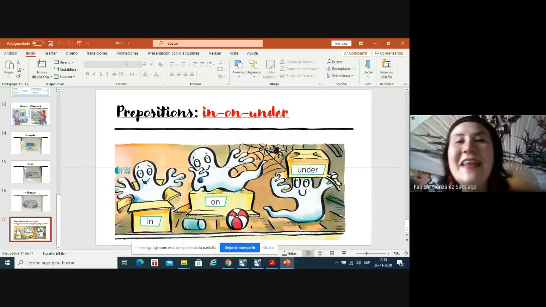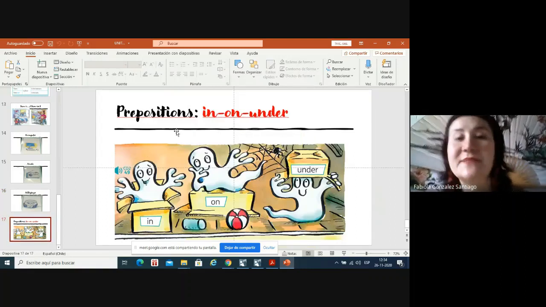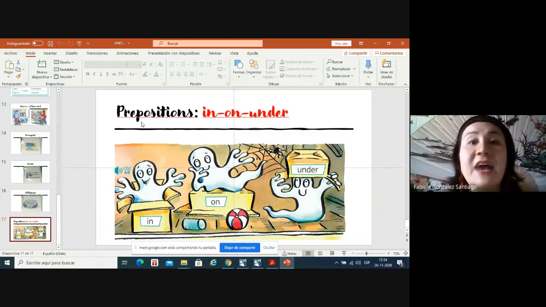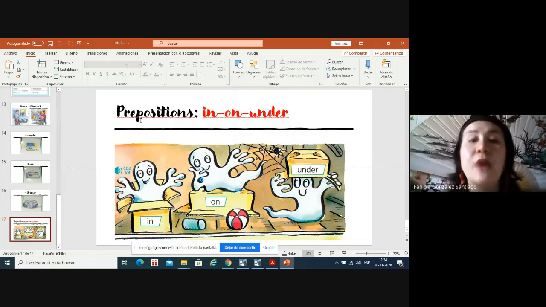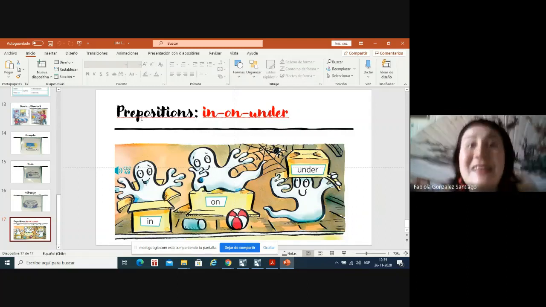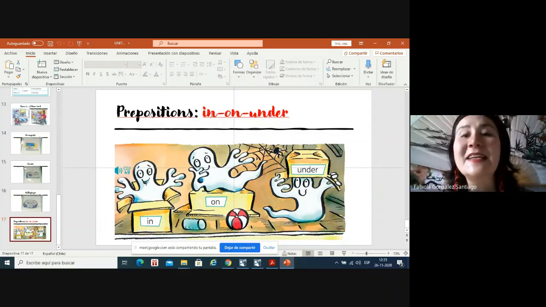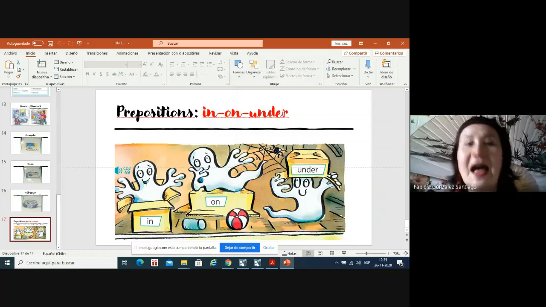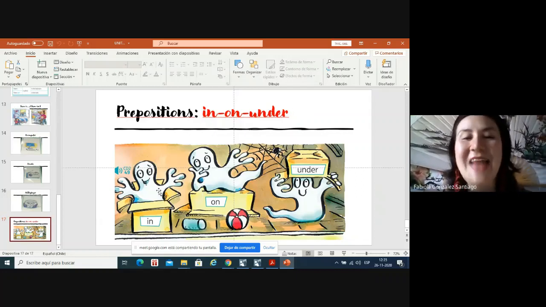So, now, let's go to prepositions. Prepositions, preposiciones. ¿Qué es eso? Tenemos distintas preposiciones. Estas son de lugar, para indicar un lugar, a place. ¿Ok? Un lugar. Dentro, encima, debajo. ¿Ok? Let's see in English. In, dentro. On, encima. Under, debajo. Let's see some examples with the ghosts.